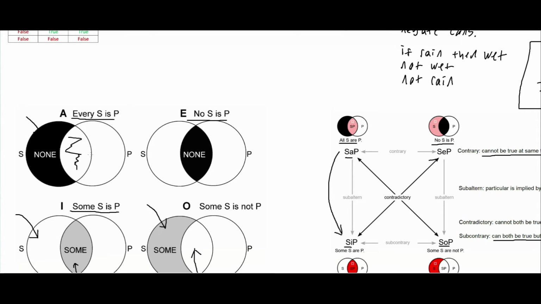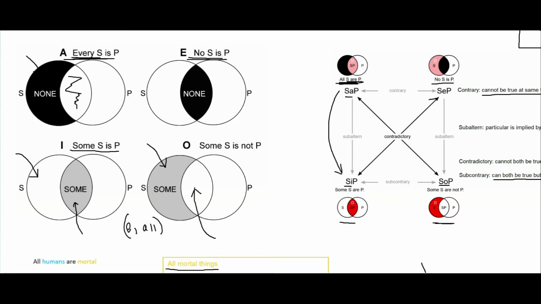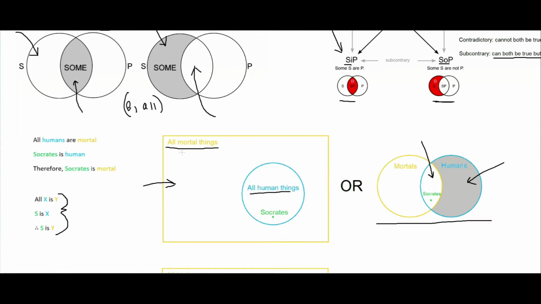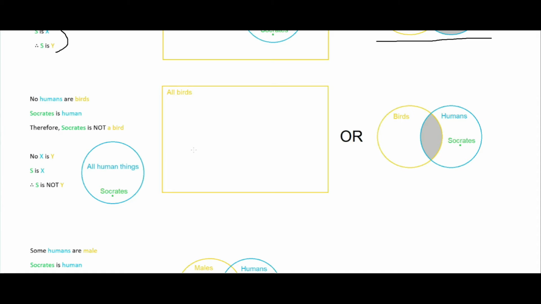So that is looking at the major premise as "every S is P," or "all S are P." Then if we look at the one in the upper right, "no S is P," we have this situation down here. No humans are birds is the major premise. Socrates is human is the minor premise. Our conclusion is, therefore, Socrates is not a bird. I moved this blue circle out here, but what you'll probably see more often is this over here.